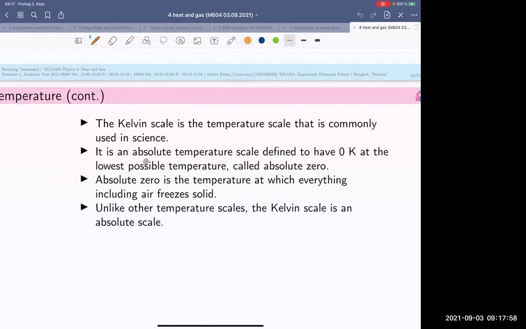The Kelvin scale is the absolute temperature scale defined to have 0 Kelvin at the lowest possible temperature. So that's why they call it absolute 0. They believe that, I'm not a scientist.